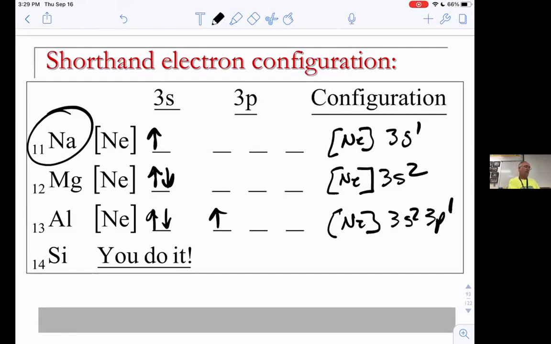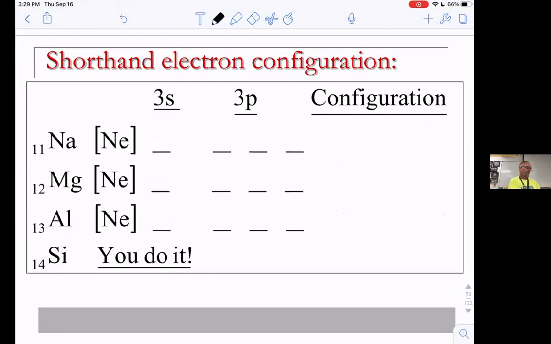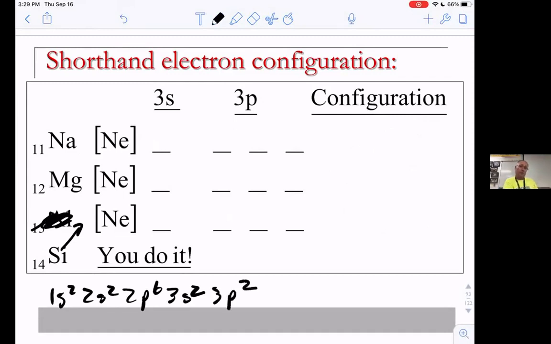I'm going to erase this stuff up here and scratch this out and do silicon up here. So silicon has 14, right? So let's do the whole silicon. If you're looking at a periodic table, I would go through the 1s2, the 2s2, the 2p completely, 6, and 3s2. And then silicon is the 1, 2, 3, fourth one there, 2 in the 3p, so it'd be 3p2.